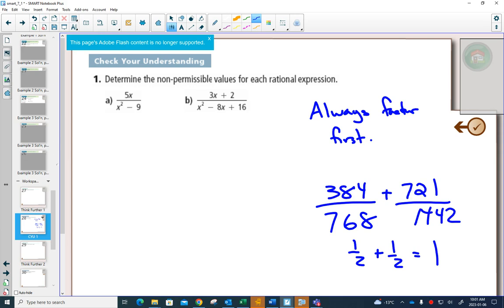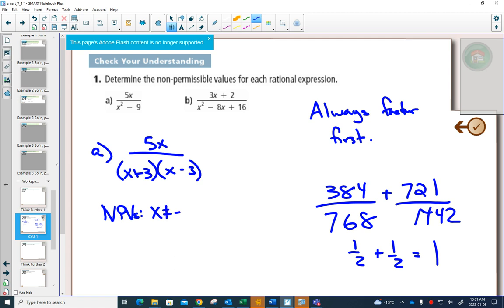And we do that factoring even right now when it's asking for our non-permissible values. In part A, the bottom is a difference of squares. I can factor it to be x plus 3, x minus 3. And then I can see right away that my non-permissible values are: x can't equal -3, and x can't equal +3.